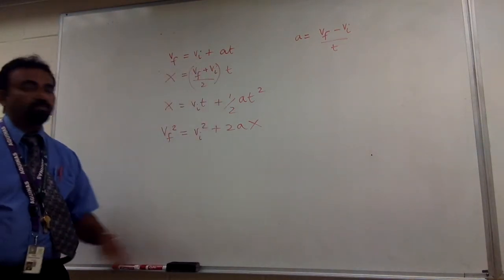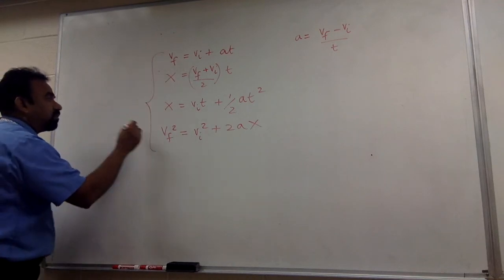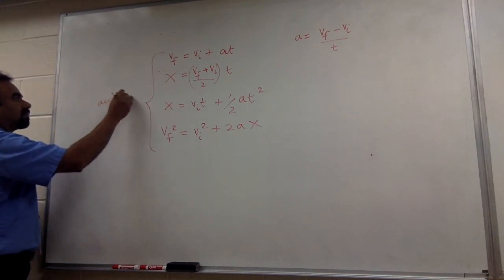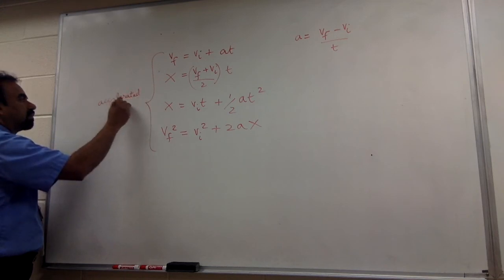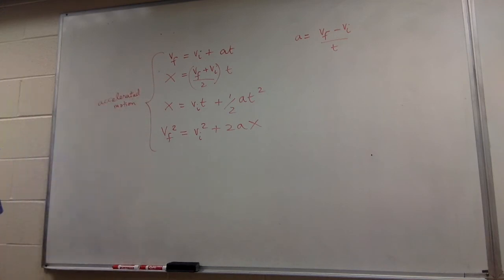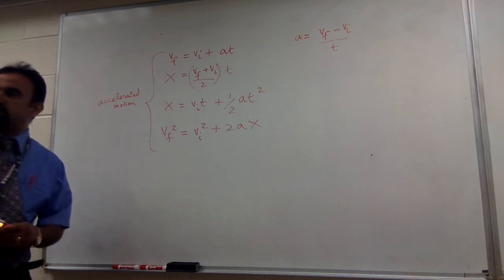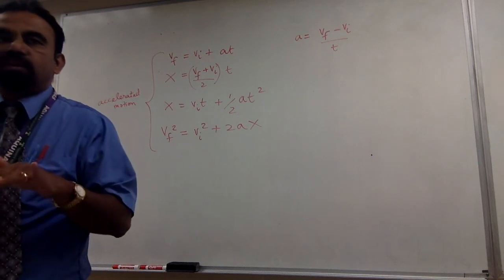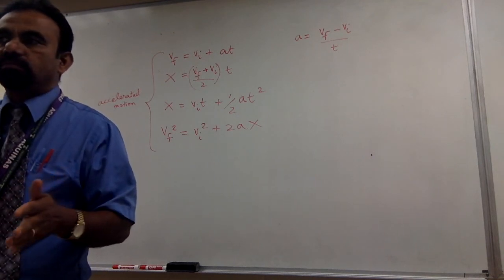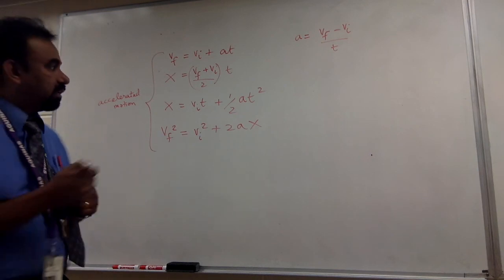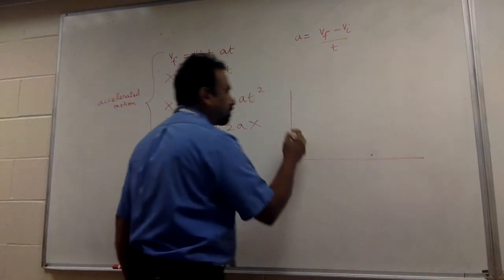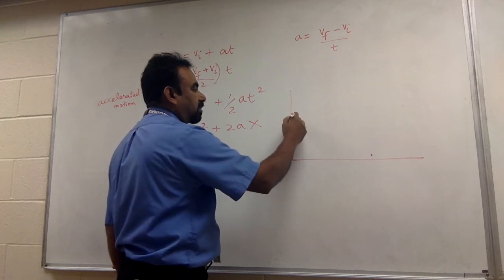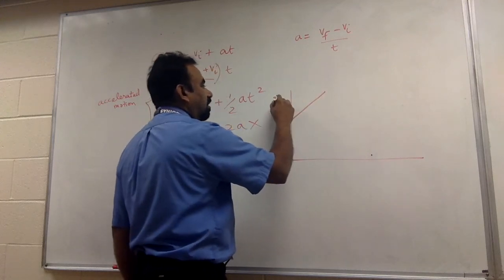These are the equations of motion used for accelerated motion. Only when there is acceleration do we use them. For non-accelerated motion, what do you mean by no acceleration? Constant velocity. If something is moving at a constant velocity, what's the acceleration? Zero. So if I look at a graph, look at this graph, suppose something is going like this. This is the velocity-time graph.